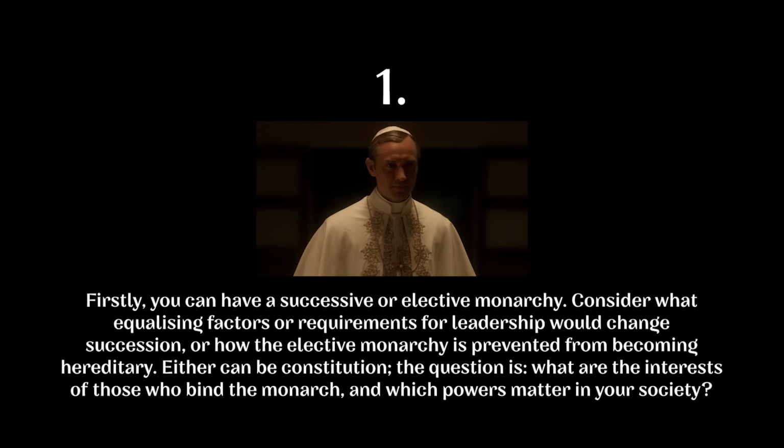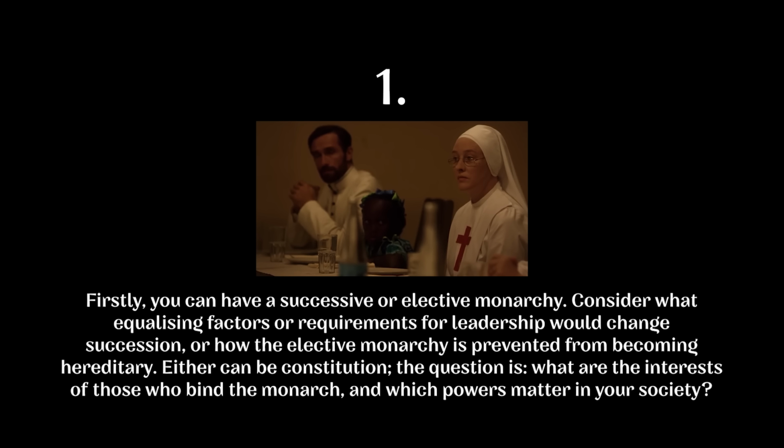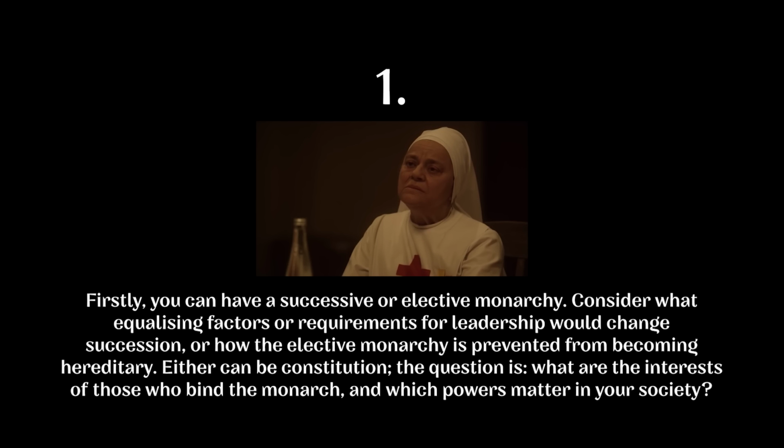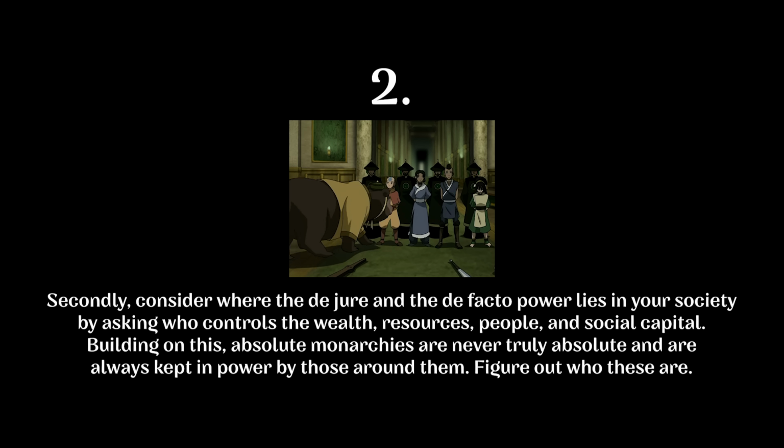And in summary, firstly, you can have a successive or elective monarchy. Consider what equalizing factors or requirements for leadership would change succession, or how the elective monarchy is prevented from becoming hereditary. Either can be constitutional. The question is, what are the interests of those who bind the monarch and which powers matter in your society? Secondly, consider where the de jure and the de facto power lies in your society by asking who controls the wealth, the resources, people, and social capital.